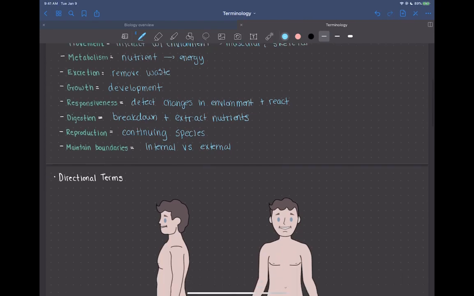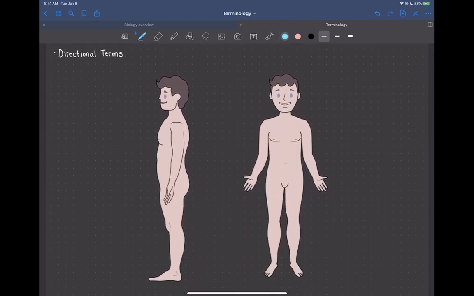Okay. Now let's talk directional terms. So these, again, more terms, kind of like our regional terms. These are essential. We're going to use them all the time when referring to locations of different structures in the body and different tissues and organs and that kind of thing. Okay, so directional terms.